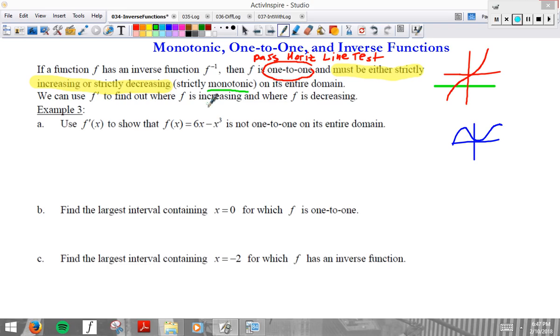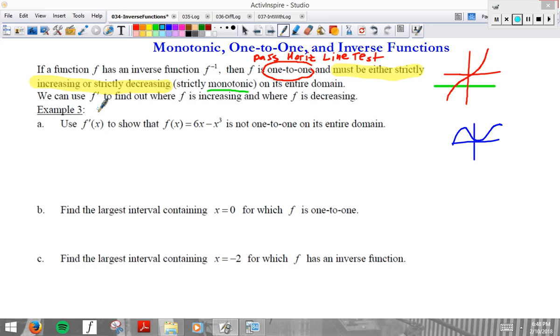Since f prime tells me where f is increasing or decreasing, we can use f prime to tell me where f is monotonic or one-to-one. So monotonic, one-to-one, and having an inverse are all the same thing. Careful.